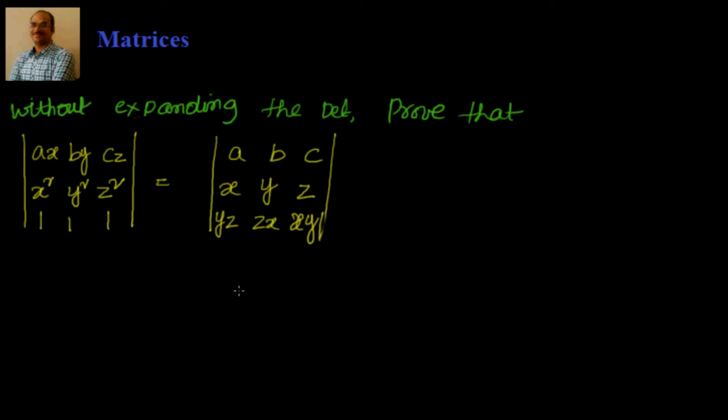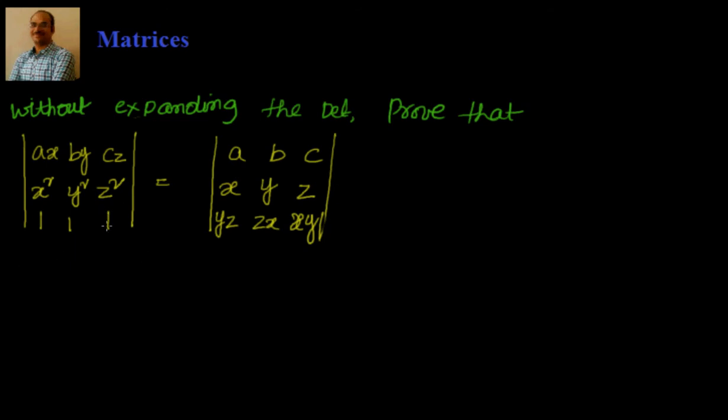Hi, welcome back. We have to prove that the LHS is equal to RHS. Without expanding the determinant, prove that the determinant of the left hand side matrix is equal to the determinant of the right hand side matrix. That means I have to use properties of determinants and convert them from the left hand side to the right hand side.